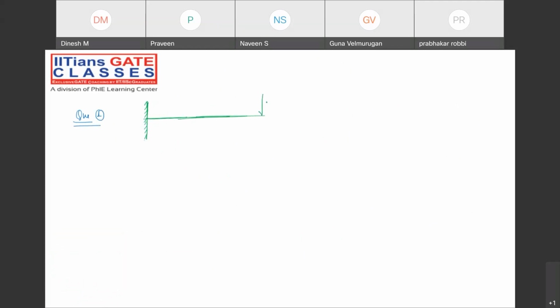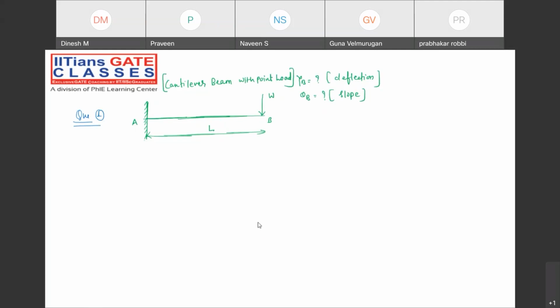A cantilever beam which is subjected to point load P, a beam which is having a length of L. Now they are asking what is the slope and deflection at B point. They are asking what is the deflection and what is the slope. Very, very simple. A cantilever beam subjected to point load. So what is the name of this beam? A cantilever beam with the point load. So it's very simple.